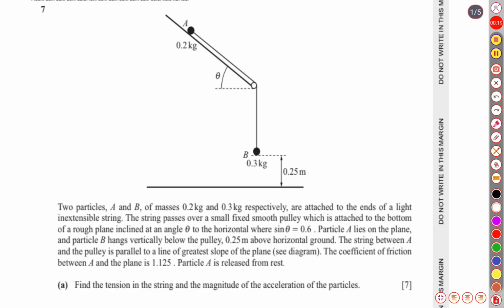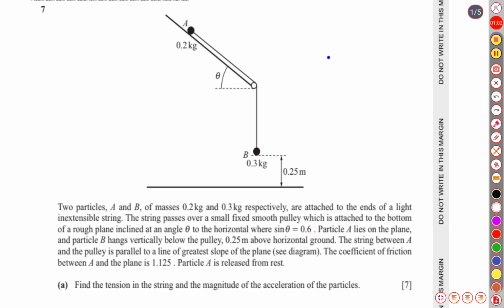Let's read the question. It says two particles A and B of masses 0.2 kg and 0.3 kg respectively are attached to the ends of a light inextensible string. The string passes over a small fixed smooth pulley which is attached to the bottom of the rough plane inclined at an angle theta to the horizontal, where sine theta is equal to 0.6. Particle A lies on the plane and particle B hangs vertically below the pulley 0.25 meter above horizontal ground.